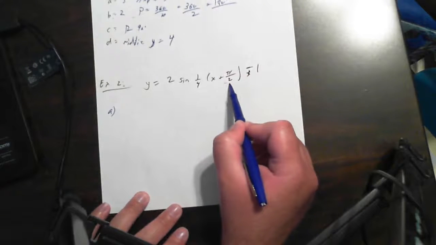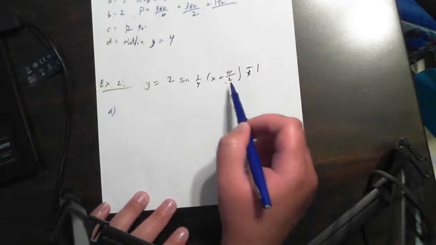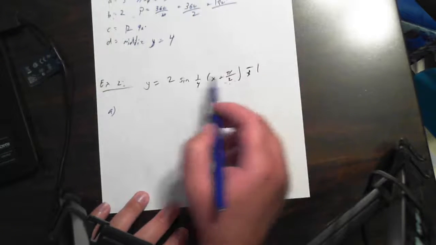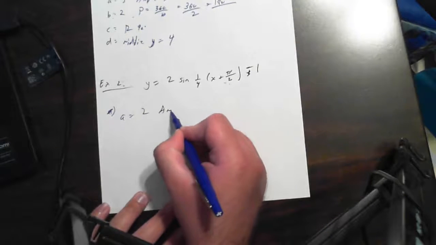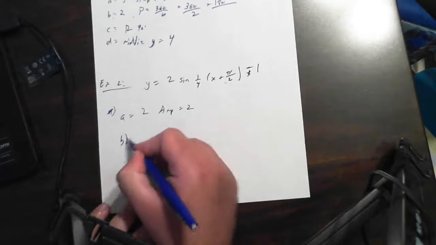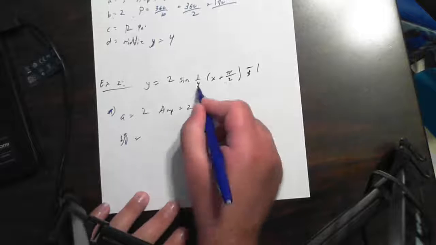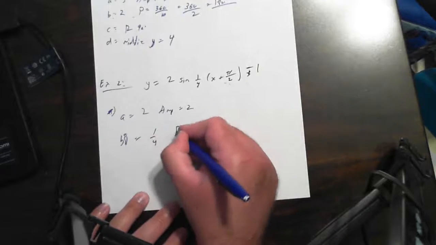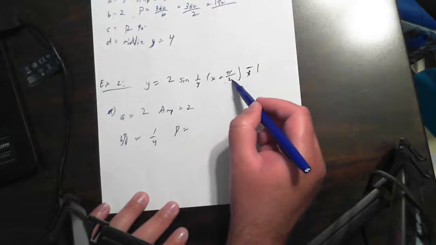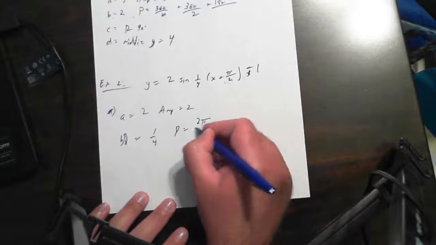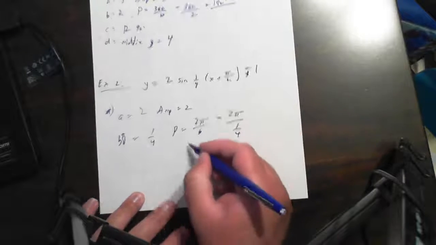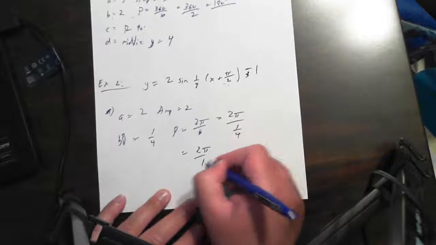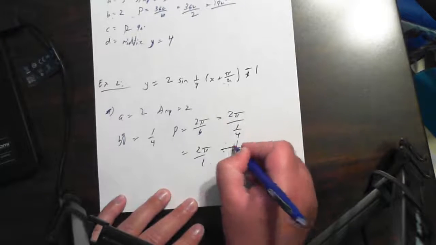Next one here, so this is an example. You notice that because of this thing here, we're actually in radian mode. So I need to keep track of that when I do my period. But my A value is equal to 2 here, so this tells me that the amplitude is 2. My B value is 1/4. So to find my period, remember I'm in radians, so I need to use 2 pi over B, which is 2 pi over 1/4, which I'll write as 2 pi over 1 divided by 1 over 4.